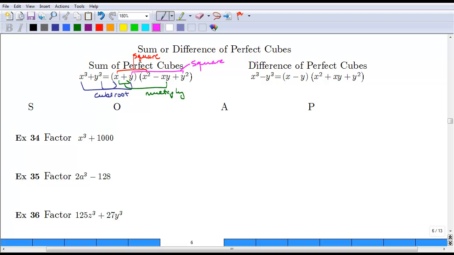And then as far as the signs are concerned, we usually refer to this as SOAP, meaning if you look at the original sign, then the first sign is going to be the same, the second sign is going to be the opposite, and the last sign is always positive.